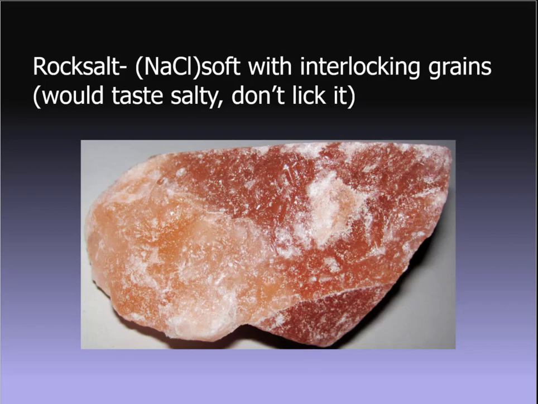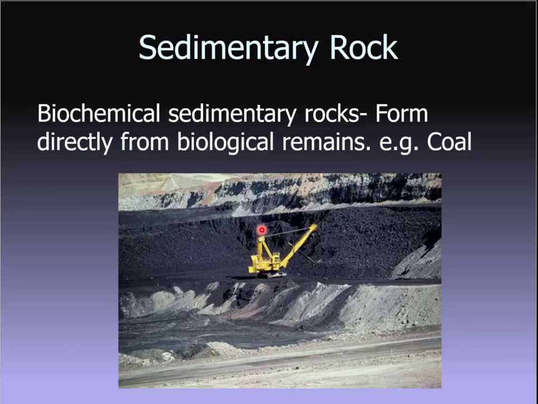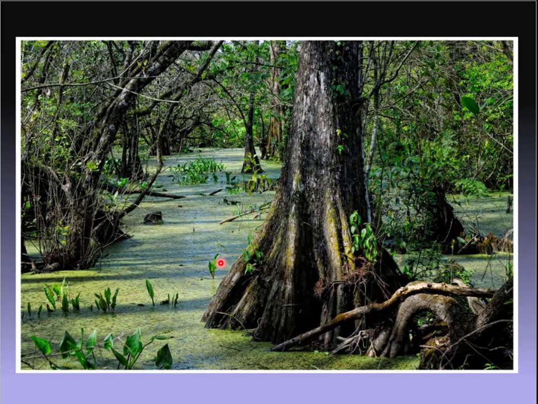There's also kind of a subdivision of chemical sedimentary rocks called biochemical sedimentary rocks. For example, coal is a biochemical sedimentary rock, right? It is formed directly from plant remains. We talked about this with plate tectonics. Swamps make coals. There's a few other biochemical sedimentary rocks, but coal is the main one.